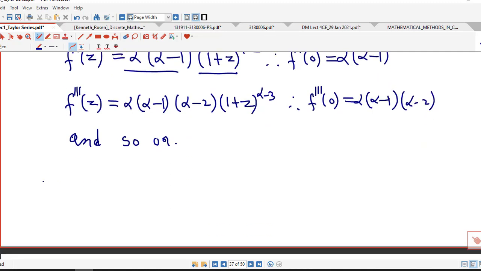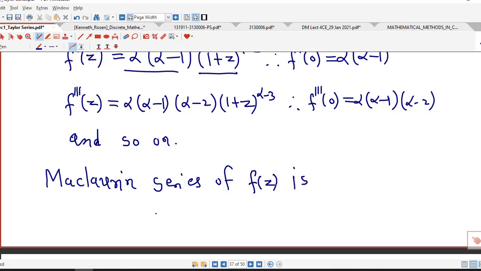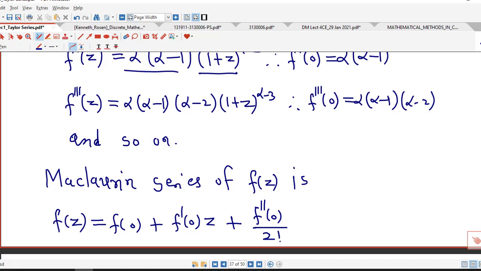Now we put all these values in the formula. So first we write down the formula of Maclaurin series. Maclaurin series of f of z is given by f of z equal to f of 0 plus f dash 0 into z plus f double dash 0 over 2 factorial into z square plus third derivative at 0 over 3 factorial into z cube, and so on.